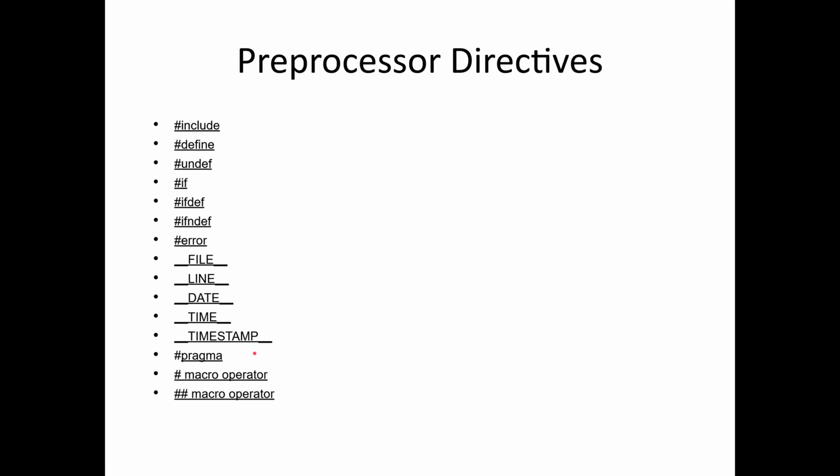Pragma is used to deliver those very specific instructions to the compiler on a file-by-file basis. The pound and double pound macro operators are interesting, but they're very seldom used. And in the interest of time, I leave you to investigate these on your own.